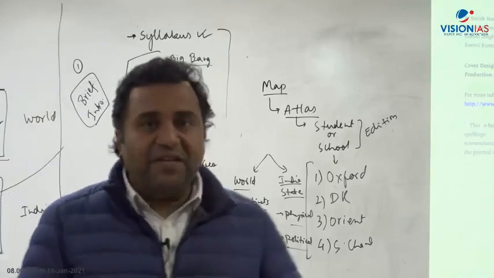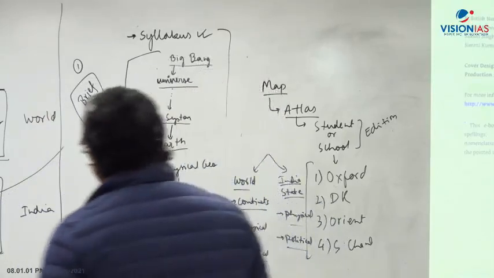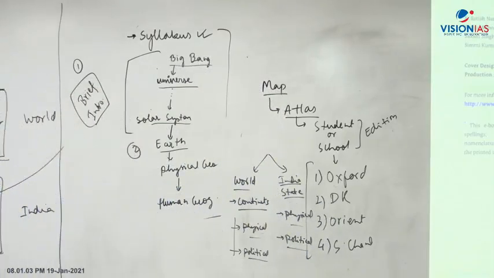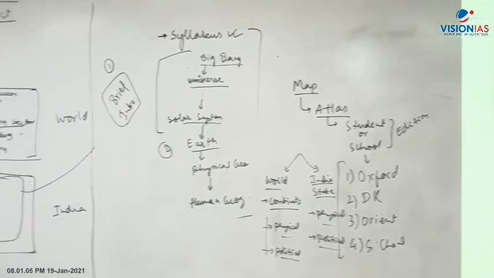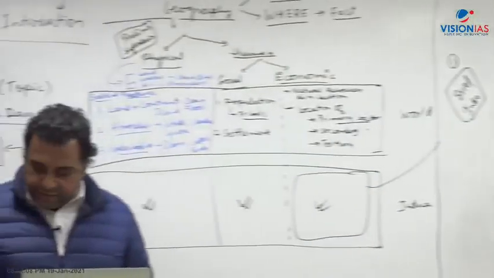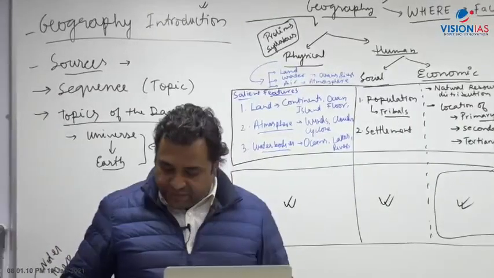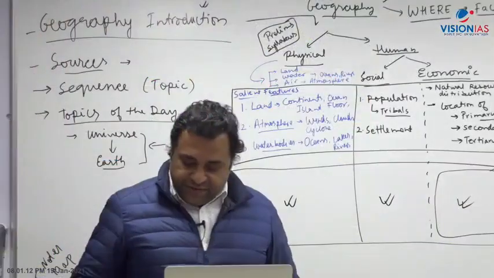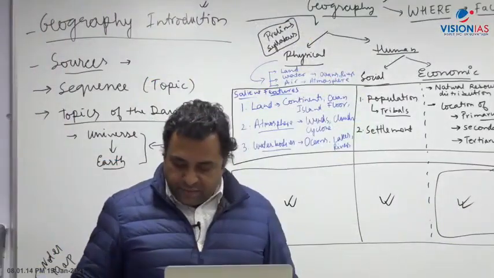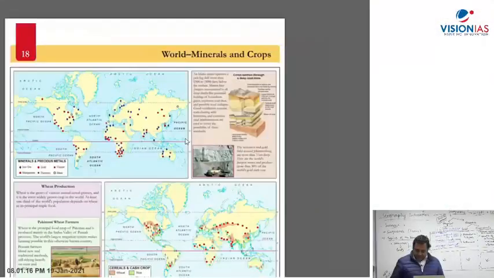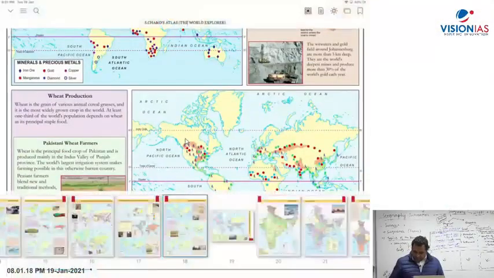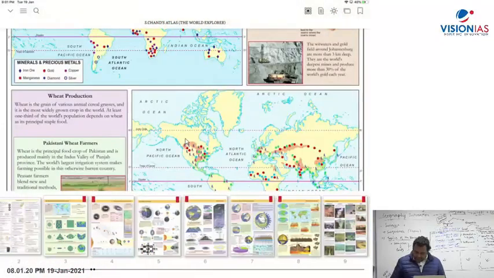Now what is a physical map and what is a political map? Let us try to see that. That's the last part that we'll do today, and then I'll leave you for the day, and next class we'll catch up from here. So when we see the physical and political maps, your atlas would, for example, look like this.